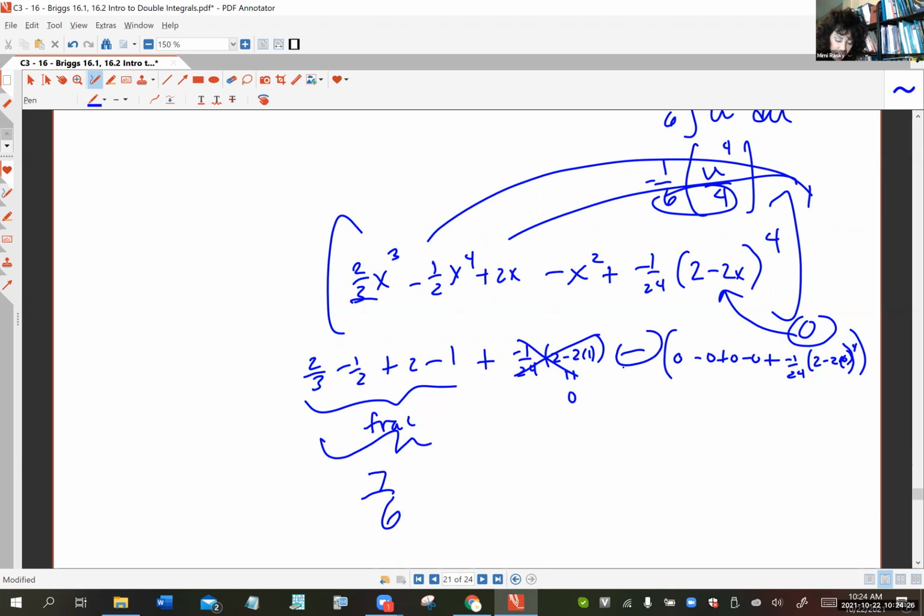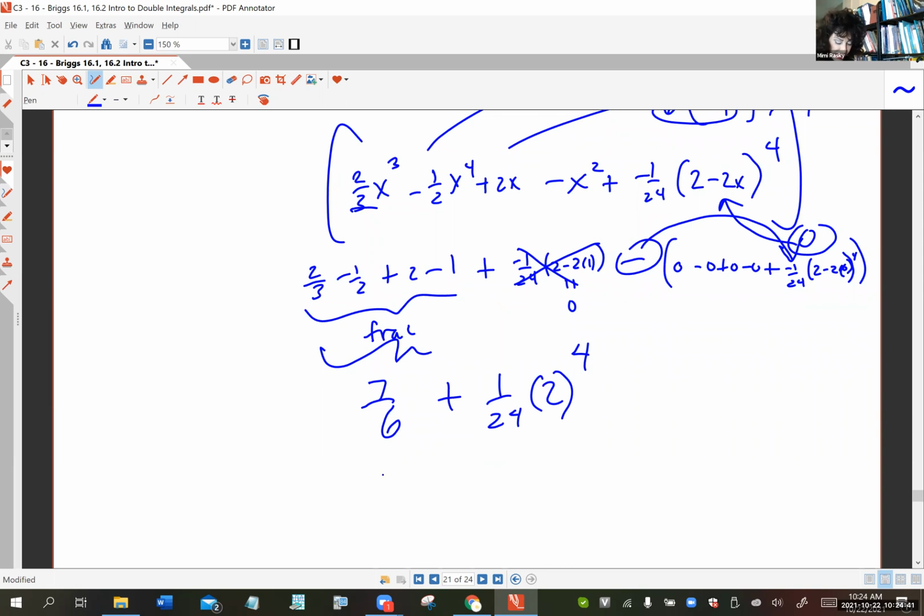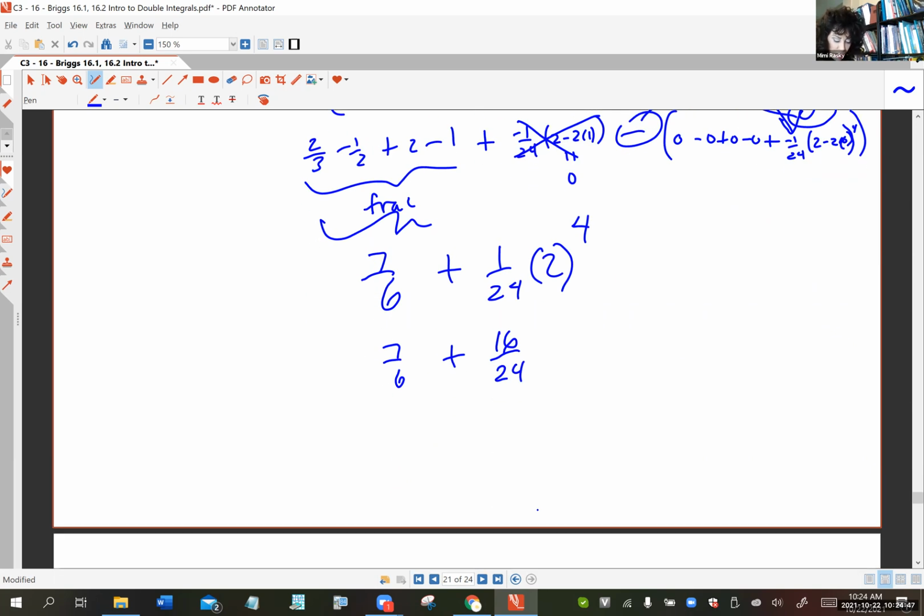And then over here, I have a minus, which is going to affect the minus 1/24. So a minus minus is a plus 1/24. And then I'm doing the 2 to the 4th power. Okay, so I get 7/6 plus 16/24. But I think 16/24 reduces, doesn't it? To 2/3. So now I have 7/6 plus 2/3, and then I'll use my frac command again, and I get 11/6 cubic units. So I'll put units cubed. And that is the volume of that strange looking solid.